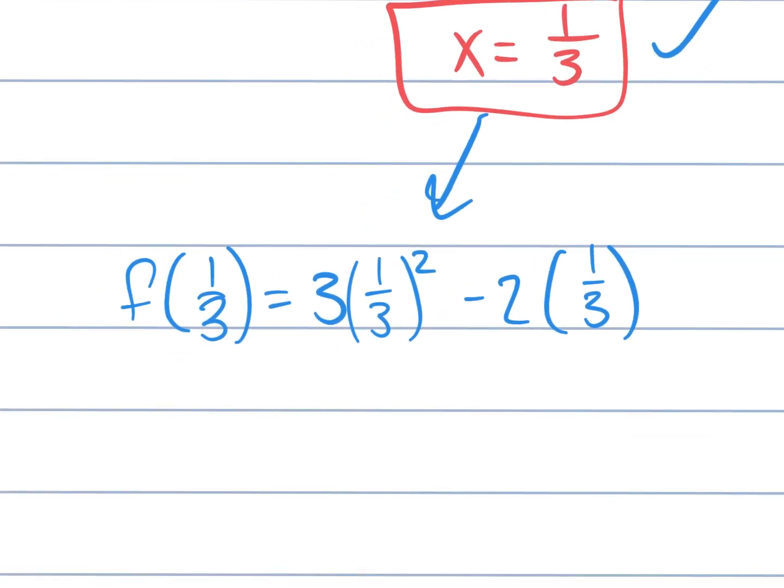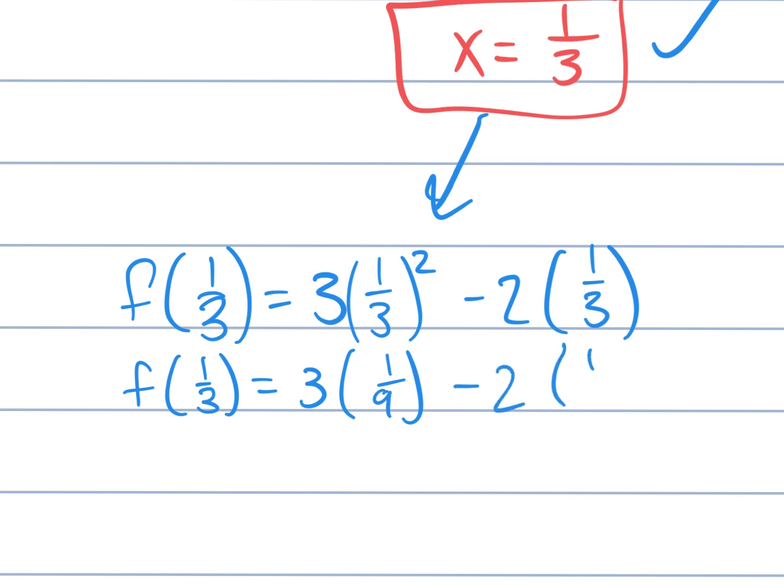Uh-oh, no, we've got to do something first though. What do we do first, David? We do the exponent. Very good. 1/3 squared, evaluate that exponent. F of 1/3 equals 3 times 1 over 9, minus 2 times 1/3.